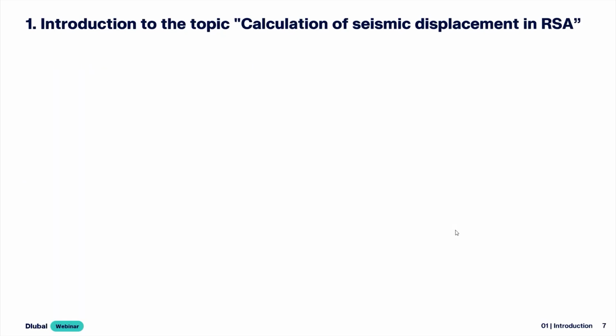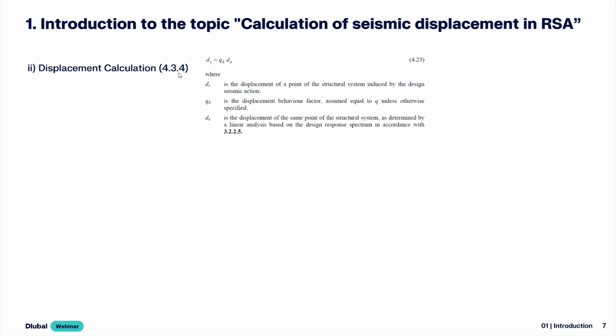The second topic, the displacement calculation. Section 4.3.4 introduces the concept of Q sub D. QD is the displacement behavior factor. It's just a behavior factor plus the word displacement. And in general, it's assumed equal to Q unless otherwise specified.